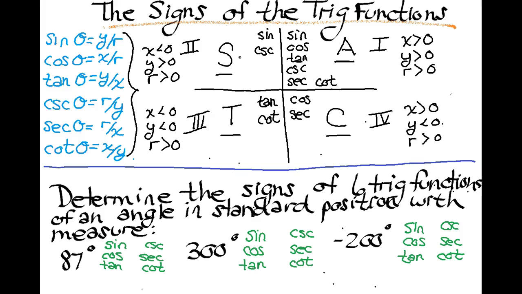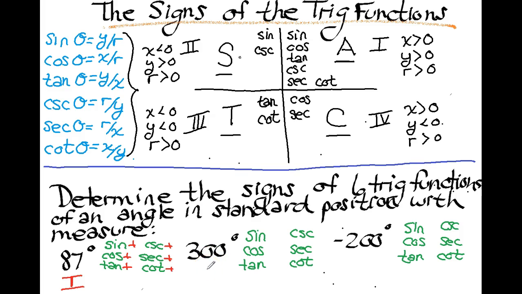Okay, so now knowing which of our trig functions are positive in which of the quadrants, we should be able to answer the questions at the bottom of our video here. It says determine the signs of the 6 trig functions of an angle in standard position with the measure, let's say 81 degrees. 81 degrees is going to fall in quadrant 1. I'm going to mark quadrant 1. And if we go up to our chart here, in quadrant 1 we have an A for all. All of those will be positive. So let me just mark next to each of my trig functions a plus for positive. Alright, we're done with the very first example.